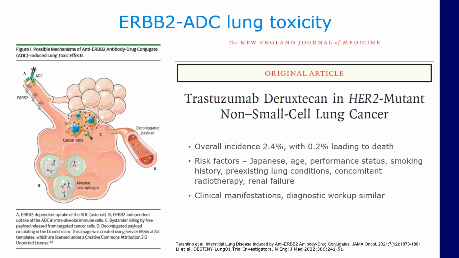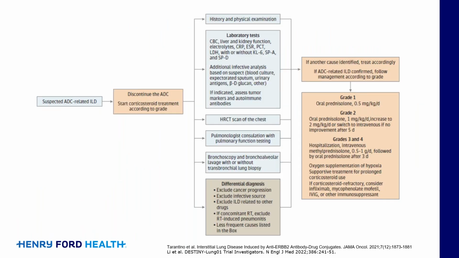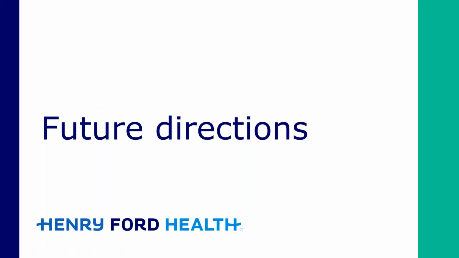Again, risk factors included age, poor performance status, Japanese ethnicity, history of smoking, and pre-existing lung disease, similar to what we had seen before. The clinical manifestations and the diagnosis are similar. And the treatment considerations are also very similar. So typically discontinue the therapy and start steroids according to the grade of toxicity, with grade 1s getting typically a little bit of a lower dose, and higher doses of corticosteroid therapy with higher grades of toxicity.